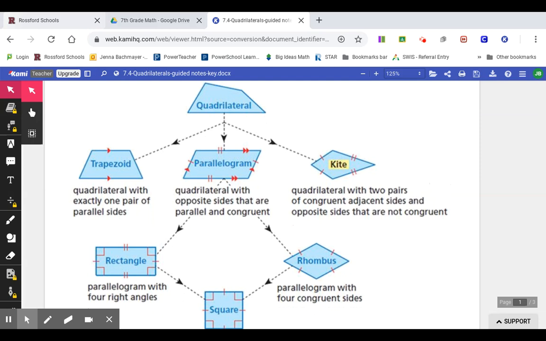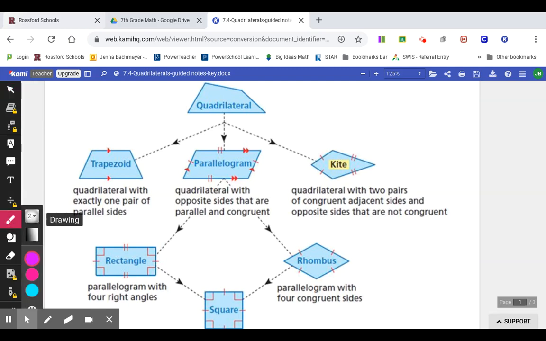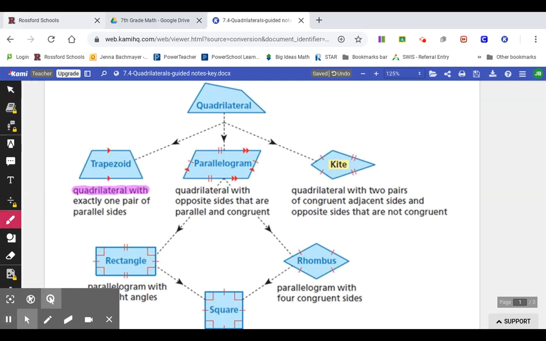So a quadrilateral is any 4-sided figure or polygon that has 4 sides. A trapezoid, we're going to break that quadrilateral down into 3 different types. A trapezoid is a quadrilateral with exactly 1 pair of parallel sides. So that is actually talking about the top and bottom. They are being identified by a symbol that identifies that they are parallel to each other.